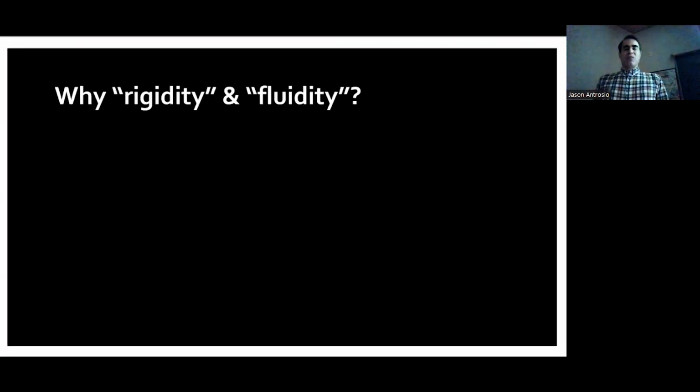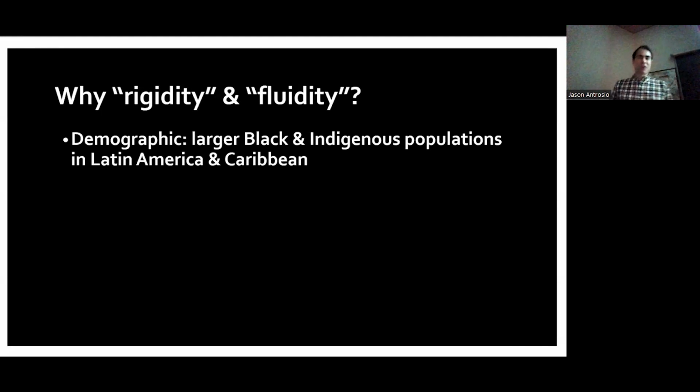Now, why do we have this difference of the rigidity and fluidity, different constructions of race going on? Part of it is probably simply demographic. As we have seen in the Anglo colonies of the United States, the number of imported Africans was less. It's a lot different to have over 4 million people imported into Brazil versus 500,000 in the United States or in various Caribbean countries.